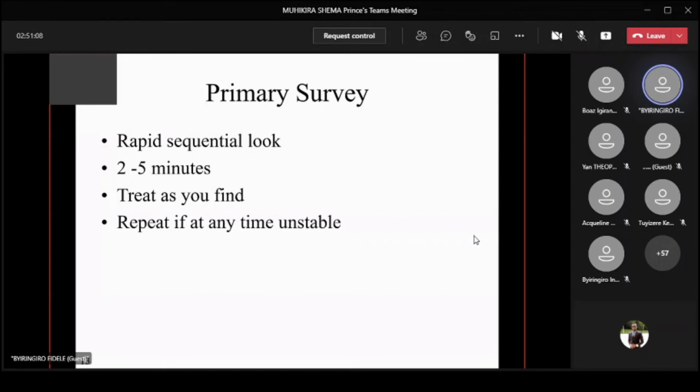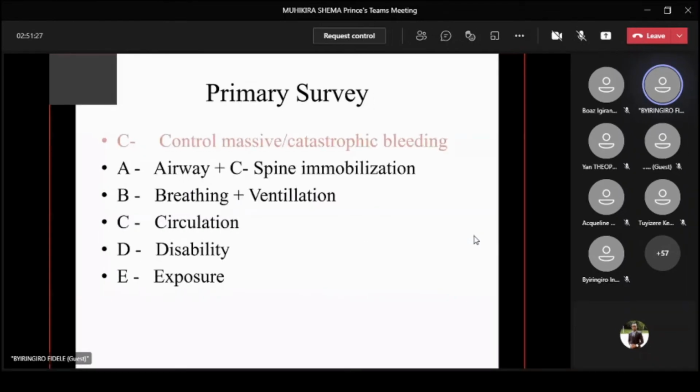The ABCDE approach has now been approached with a C, which is mostly done in the military. In the military, we start first with a massive catastrophic, we call it cABCDE. It means if you reach a patient who has a trauma, you immediately control the massive catastrophic bleeding, otherwise the patient will be exsanguinated. Then on A, control the airway plus cervical spine immobilization. You put a C-collar, you control the airway.